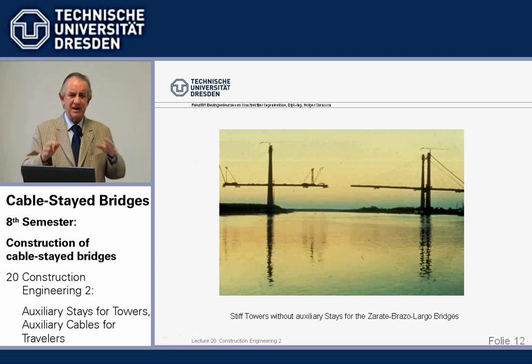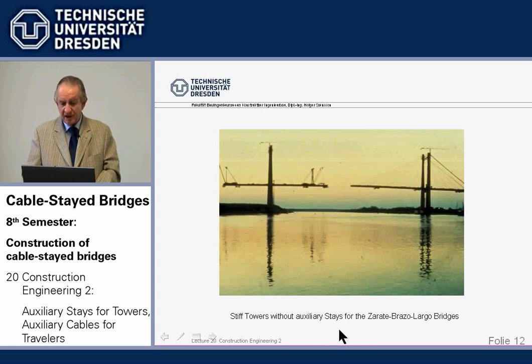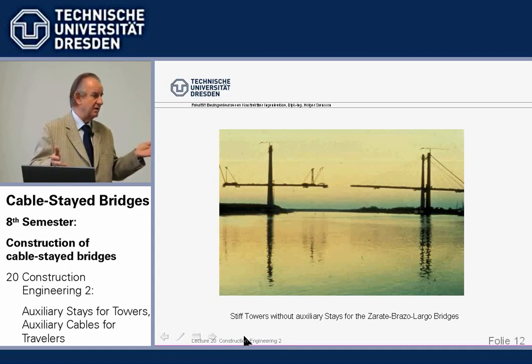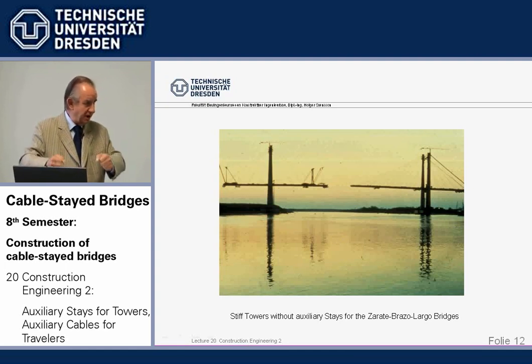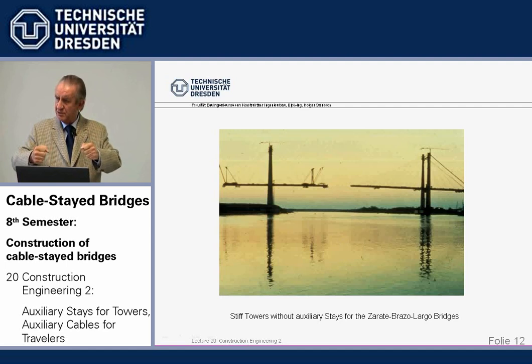You can also refine it. It's in the lecture, going stepwise and all sorts of things. Now, an example for stiff towers are the Zárate-Brazo Largo bridges in Argentina. We mentioned them before. First road and railway cable-stayed bridges, 330 meters. Because of the railway, the towers had to be rather sturdy concrete towers by themselves. That's, of course, one important thing. If you have fiddly steel towers, they can't take much. If you have sturdy concrete towers from the beginning, you're in a much better position.